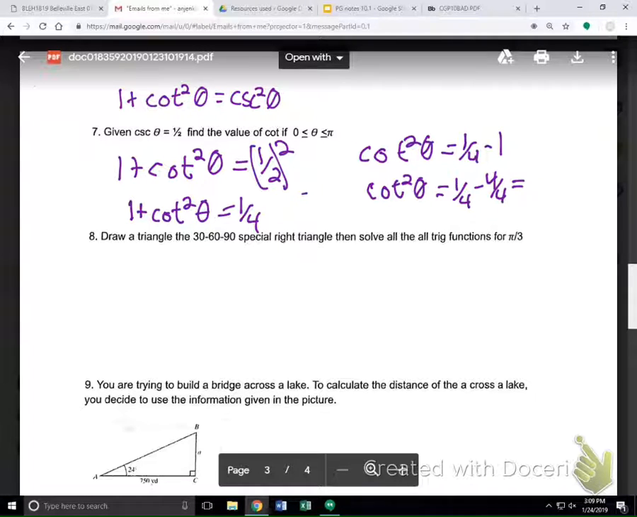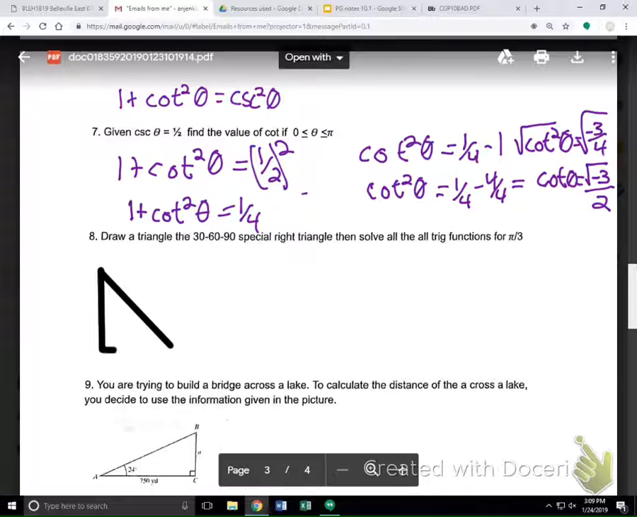If you want to skip that step, I'm okay with it. So we end up with cotangent squared theta equals negative 3 over 4. We want to square root both sides. I end up with cotangent of theta equaling the negative square root of 3 over 2. We want to draw that picture of a 30, 60, 90 triangle. So take a second. If you didn't draw your triangle, put it on your page.